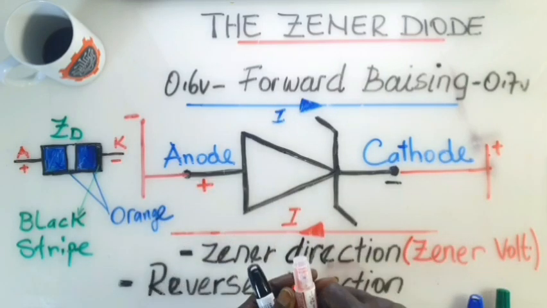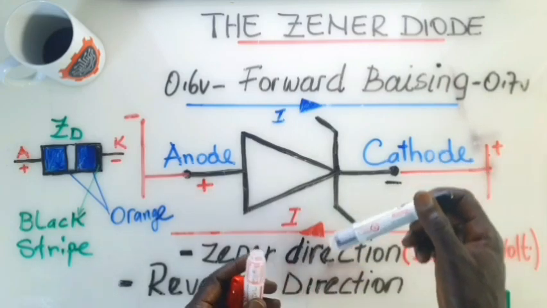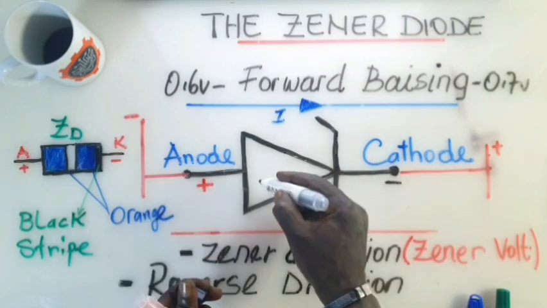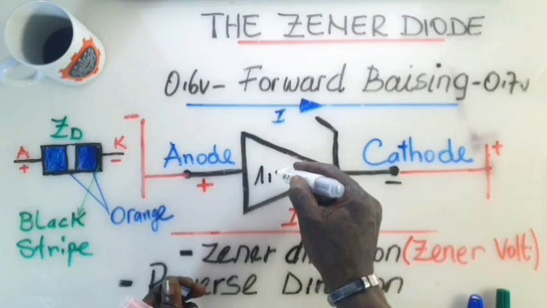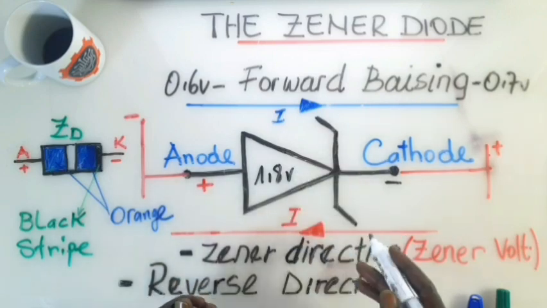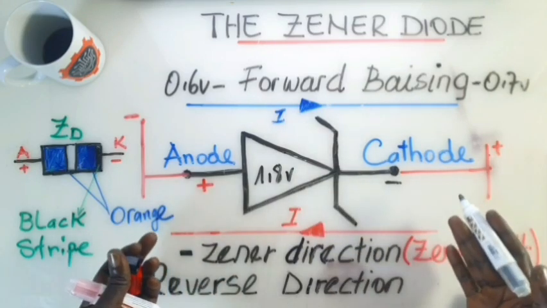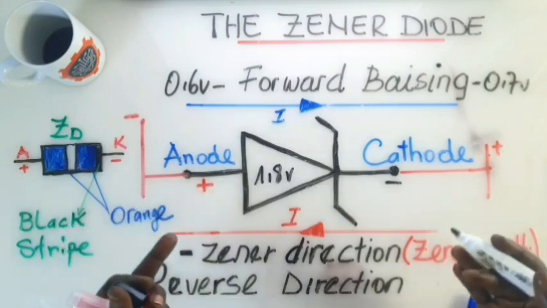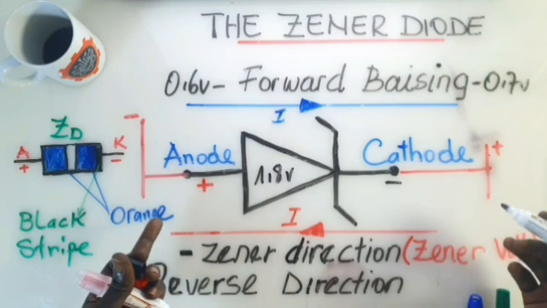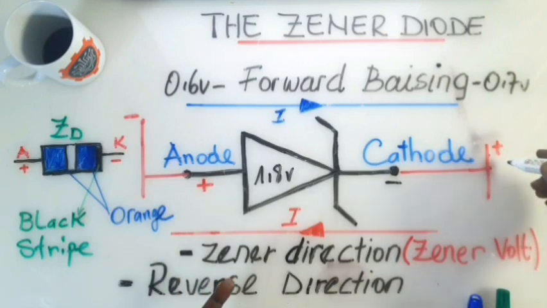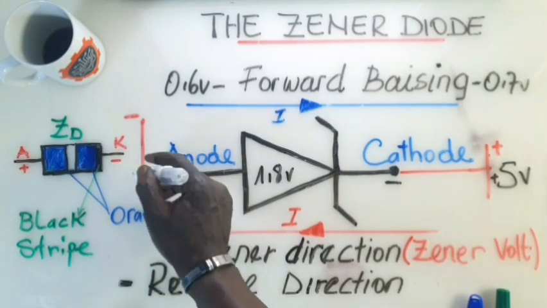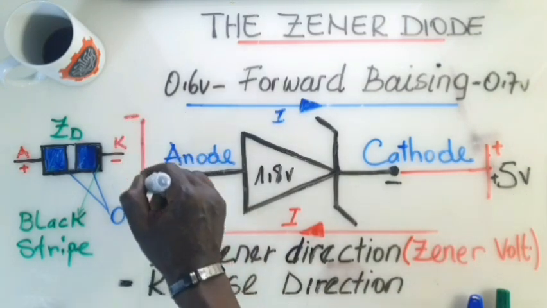So if for example this diode, this Schottky diode, we get a voltage value for let's say 1.8 volt, and we connect a source between the terminals then. Let's say we put 5 volt for here. Here na the positive side for the 5 volt, and here na the ground.